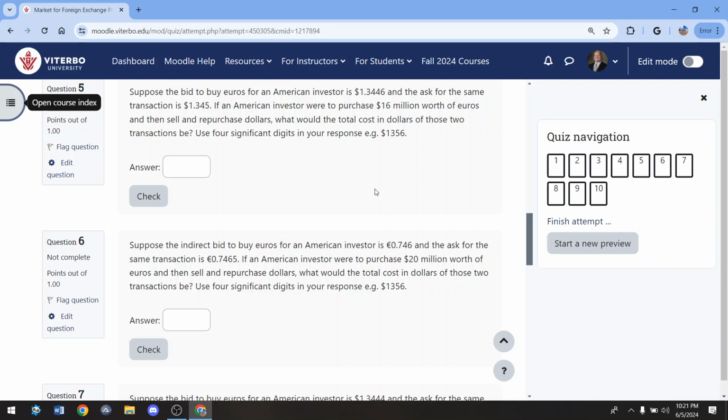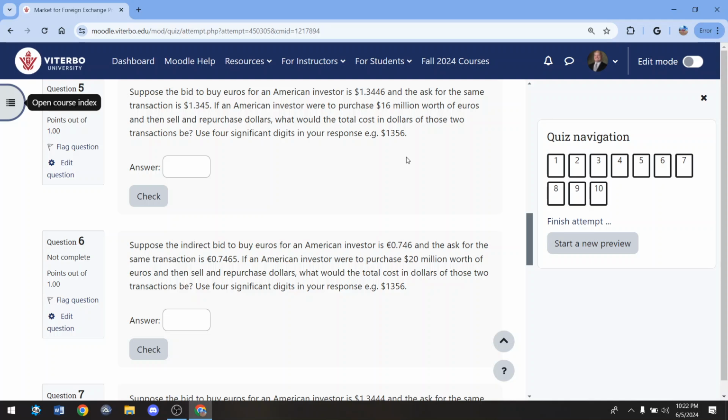So question 5 is, suppose the bid to buy euros for an American investor is some number. The ask is something different, a little bit bigger. We've got an American investor that's purchasing, they've got $16 million. I'm going to buy some euros and then sell them and buy dollars back. And the question is, how much would that cost? That's a good way to assess the transaction cost for getting things done in this kind of currency.